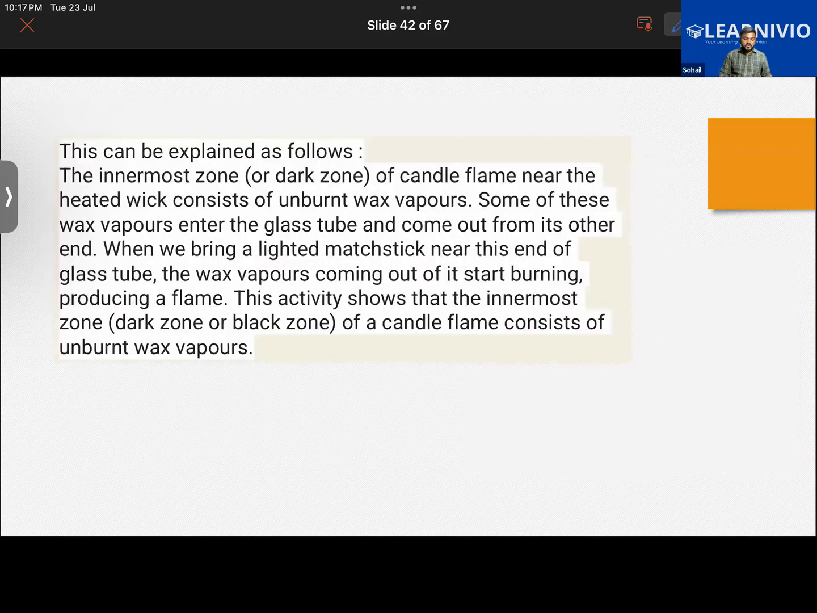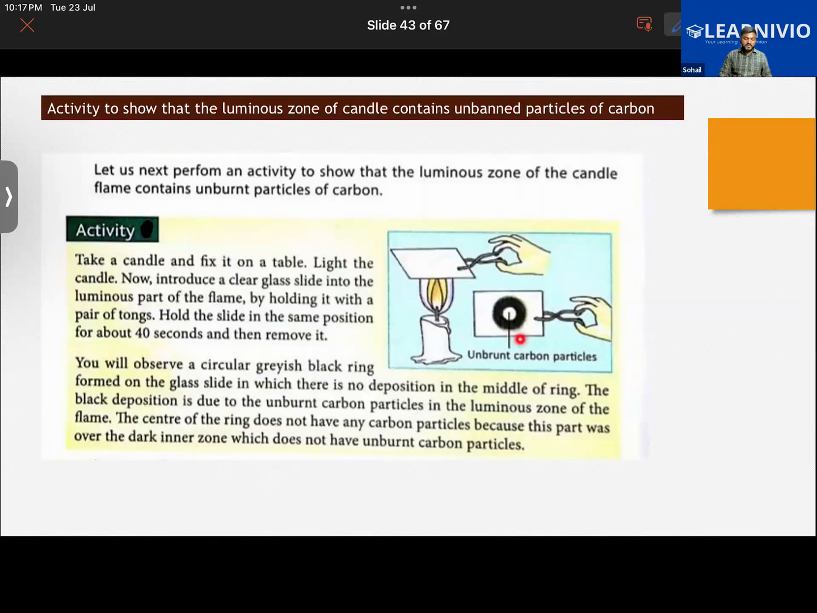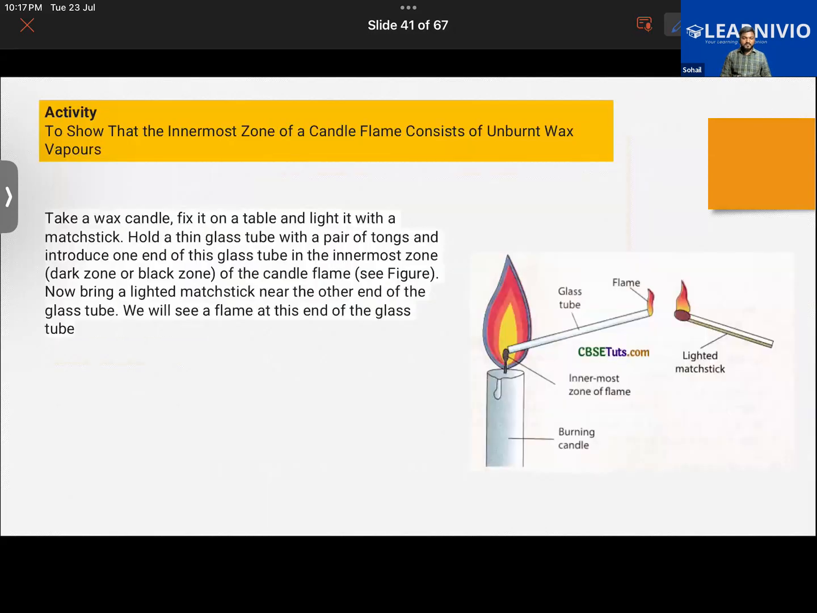Furthermore, you would have observed that once you place a piece of paper above a lighted candle, there would be deposition of black color on it. Why does that happen? You would have observed this sometime, you might have done this. So why does that happen?